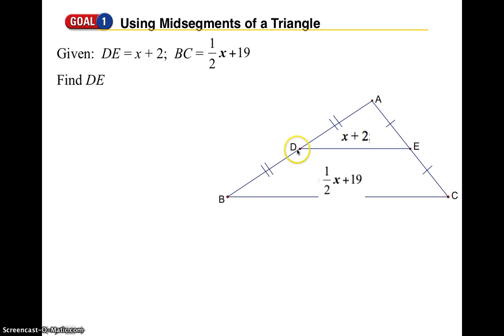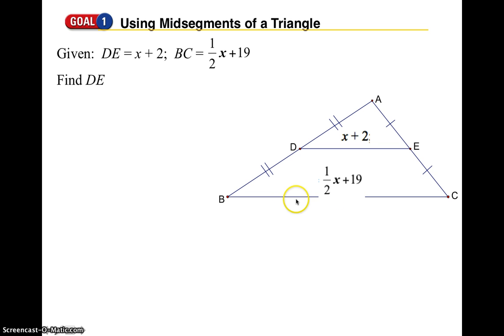Now, the reason I know it's a mid-segment is because the piece on this side, BD, is marked equal to AD, which means that D is the midpoint. And on the other side, I see that E is the middle because AE is marked equal to EC, so E is a midpoint. So this segment DE is a mid-segment. Now, since it's a mid-segment, we can know that the piece in the middle here is half as long as the piece on the edge. Or, I like to say, half of the long side equals the mid-segment.